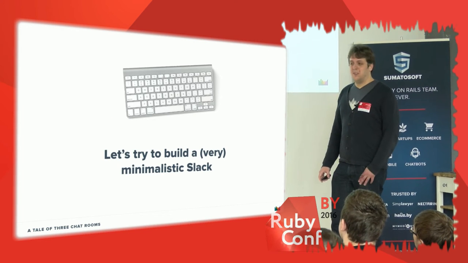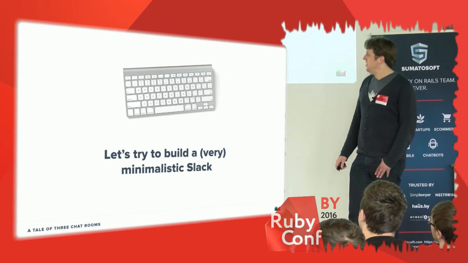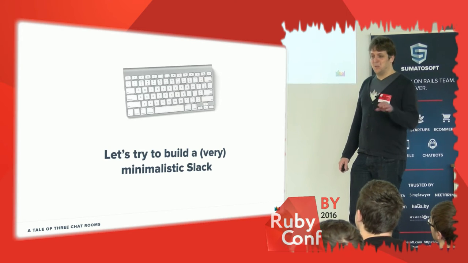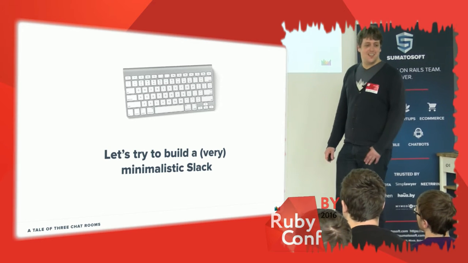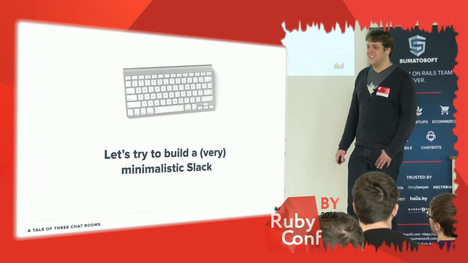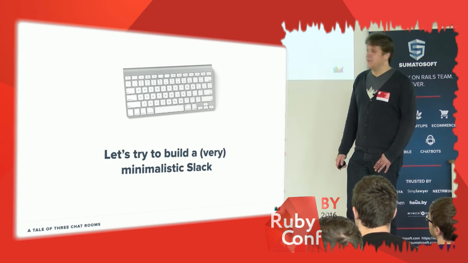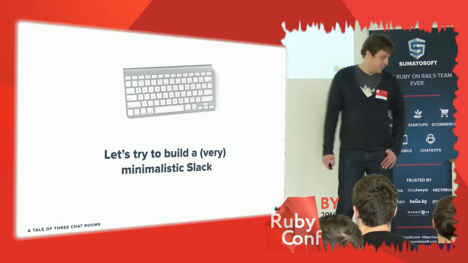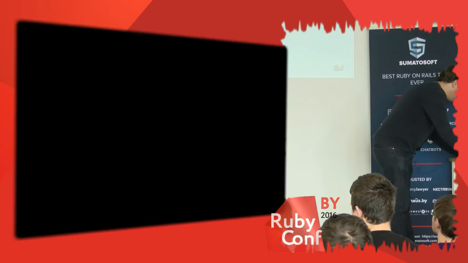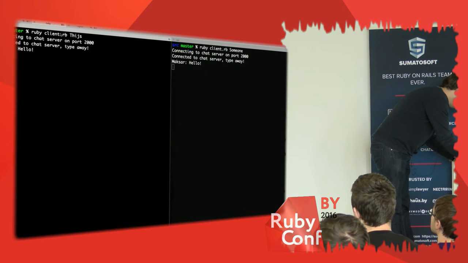And the example we're going to use is an extremely minimalistic Slack clone. So it's going to be the worst Slack clone that exists in the world, and I don't think it's going to get a lot of VC funding, but still we're going to see how far we can get with just a couple of lines of Ruby. And I'll now give a very short demo of the actual Slack clone.